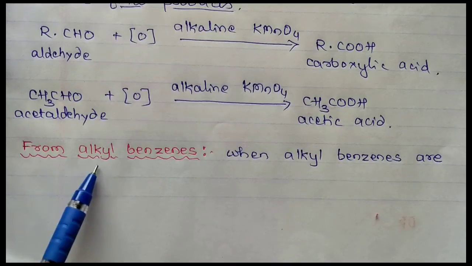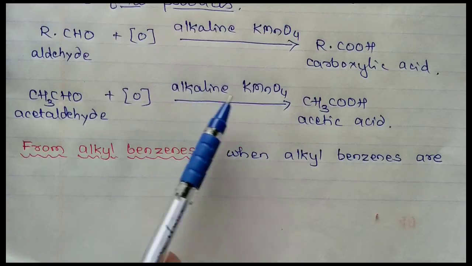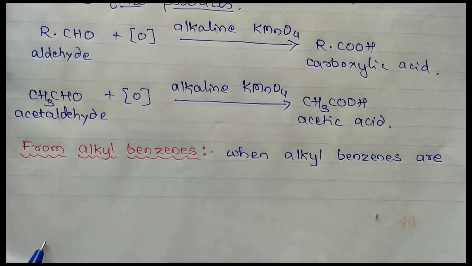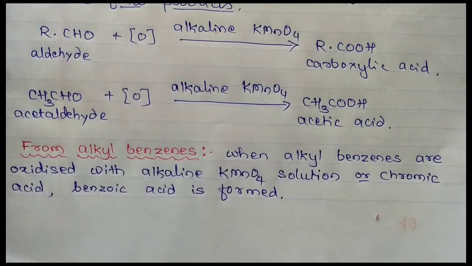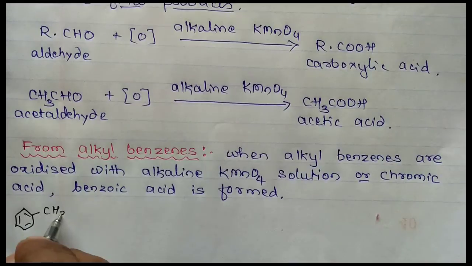Next, preparation starting from alkyl benzenes. When alkyl benzenes are oxidized with alkaline potassium permanganate solution or chromic acid, benzoic acid is formed. Now we'll discuss the reaction. Toluene, that is methyl benzene, CH3, this is toluene.